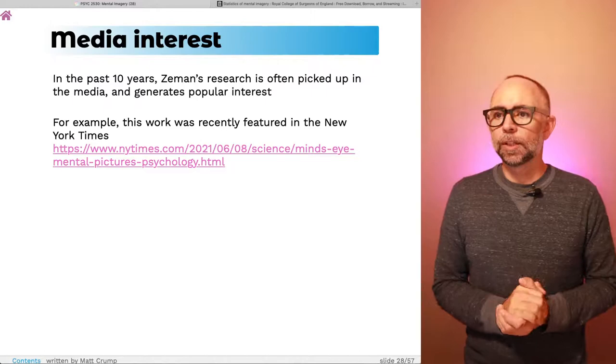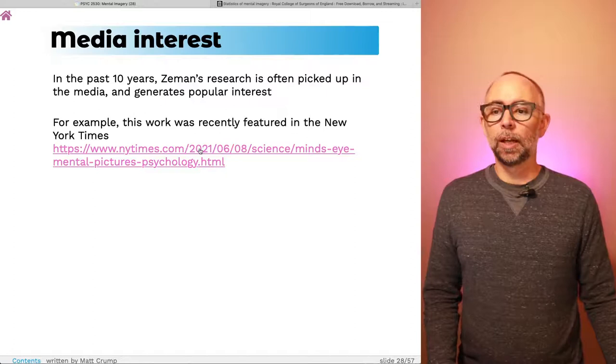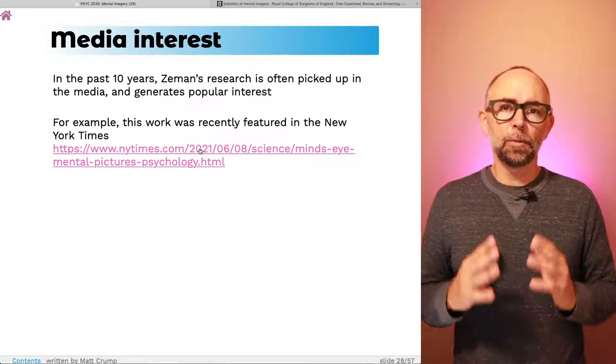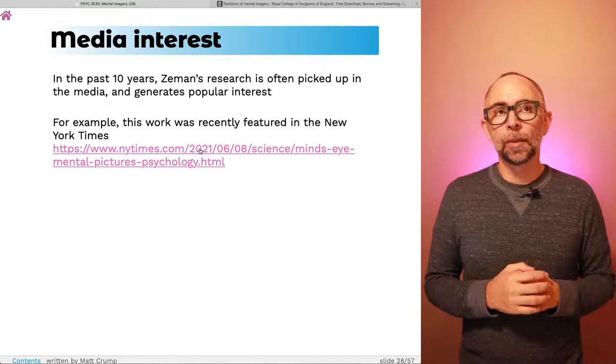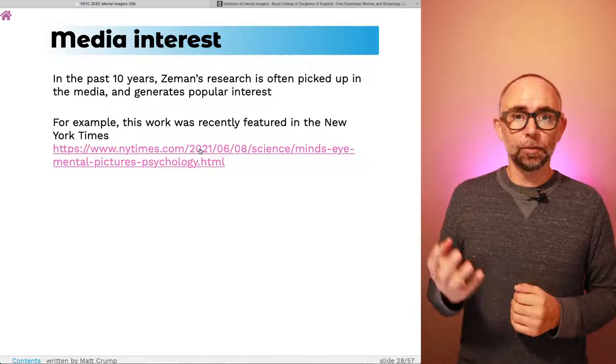There was a recent article, in 2021, in the New York Times. I've got the link here. These are interesting things. I think from a human perspective, you might be someone who has extremely vivid mental imagery. And if you've never considered what it's like for other people, it might be a little bit curious to learn that some people don't have vivid mental imagery at all.